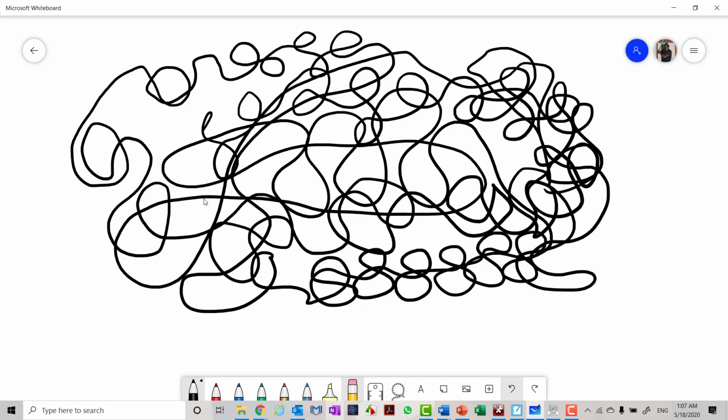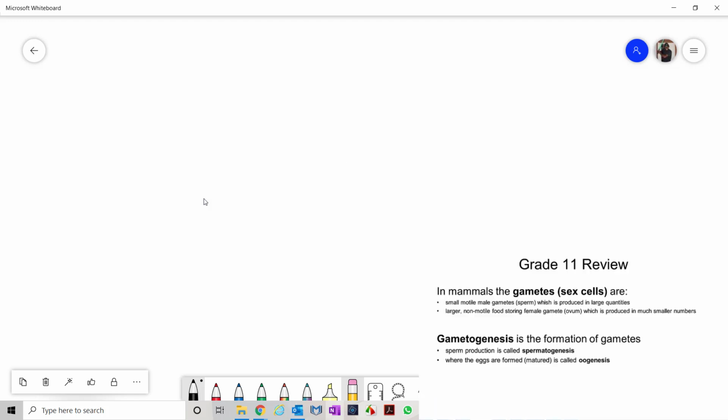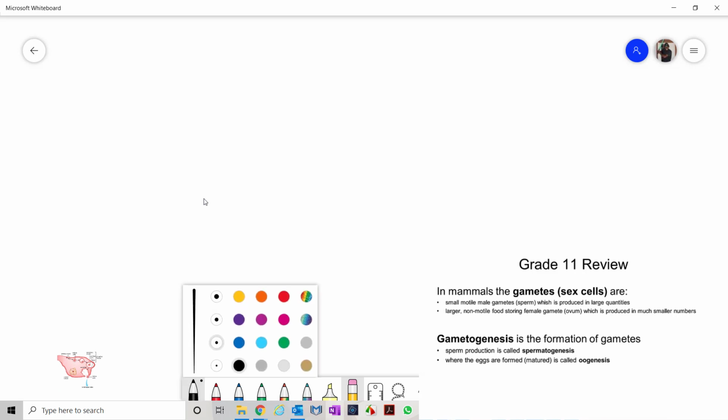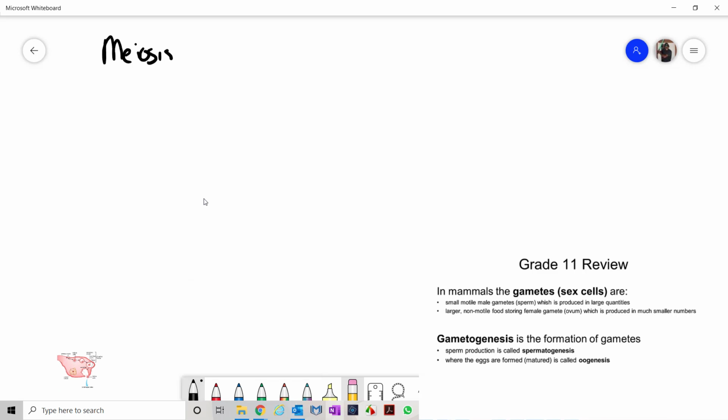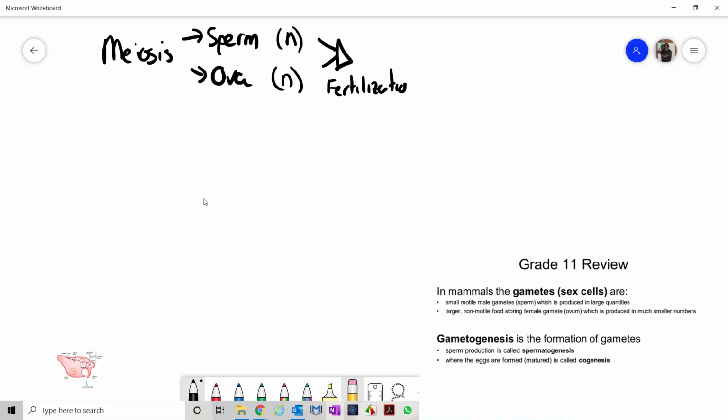Okay. So, male reproductive system. In grade 11, we learned that there's a thing called spermatogenesis, meiosis, right? So we learned about meiosis. And meiosis is going to produce, at the end of it, either sperm or eggs. And these are haploid. And eventually they'll meet each other, and you'll get fertilization, and you'll end up with a diploid zygote. So this is one of the things we learned in grade 11.